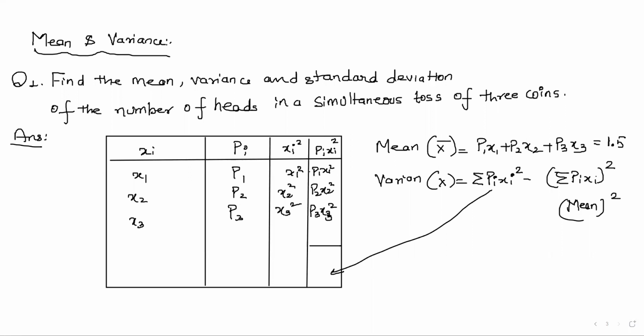Sir, variance is 3 by 4, 0.75. Variance is 3 by 4. Very, very good. Now the standard deviation, okay? The standard deviation is nothing but the under root of variance. So just find the under root. That will be your answer.